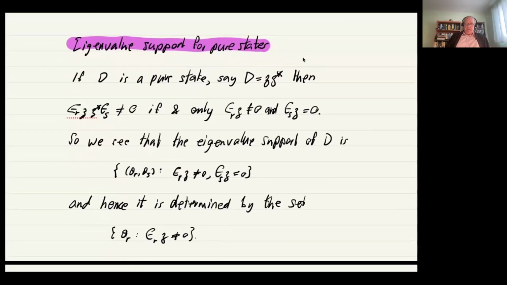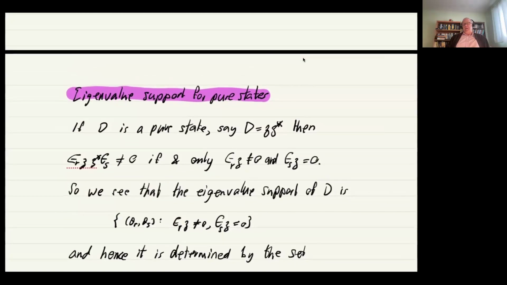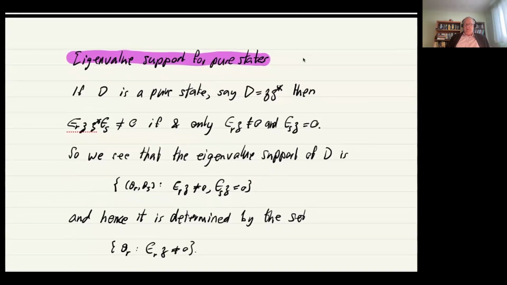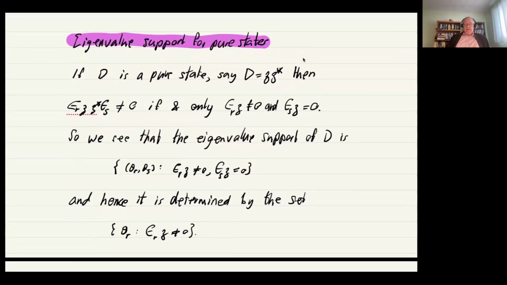I talked about the eigenvalue support, and I said it's a collection of ordered pairs, and it seems a little bit funny to think of them as eigenvalues. The reason we do that is because when you're doing it with pure states, you can simplify the definition of eigenvalue support. So I'll do that now. If you've got your density as a pure state, then I can assume it is ZZ*, where Z is a complex vector of norm 1.